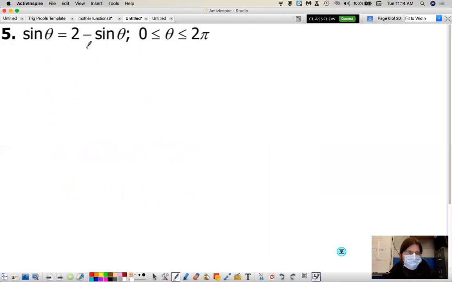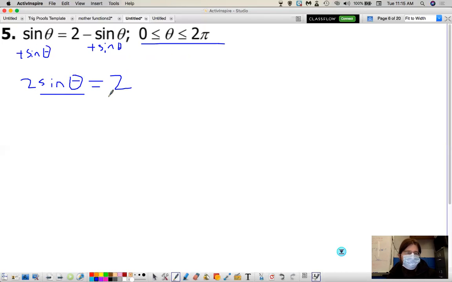All right. This time we're dealing with radians. So I need to add sine of theta to both sides. Two sine theta is equal to 2. Divide both sides by 2. Sine of theta is 1. Look on your unit circle. Where does that happen? Hopefully you know already. If not, go look at it.